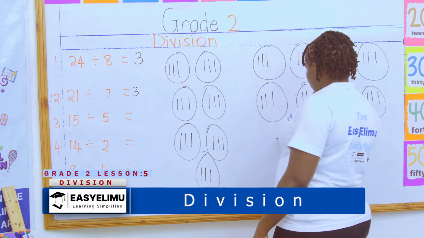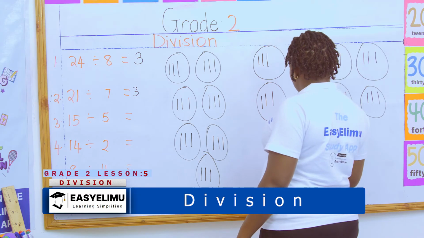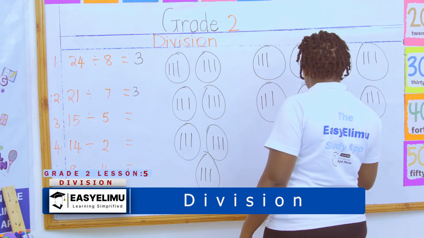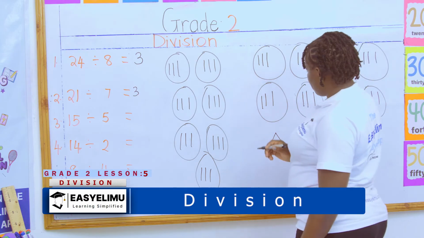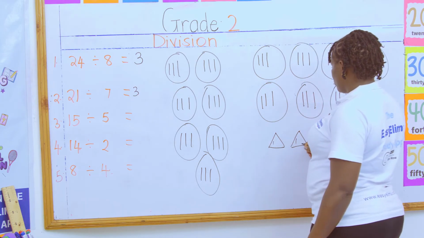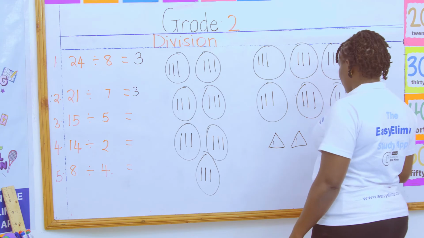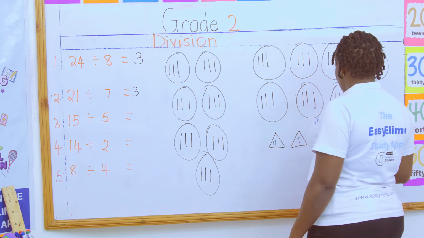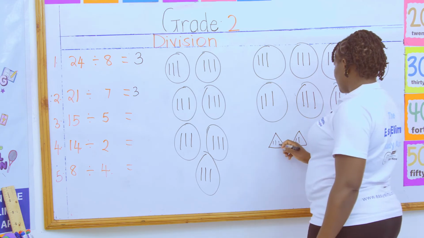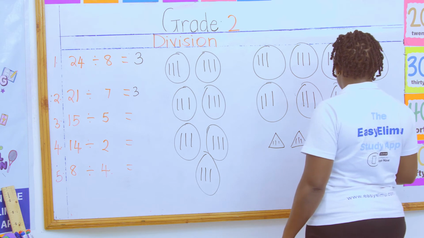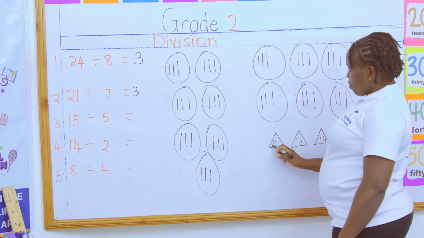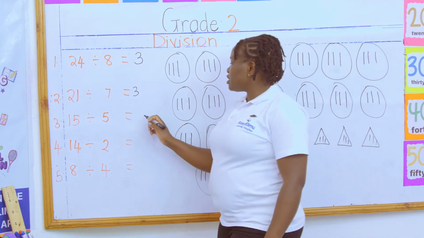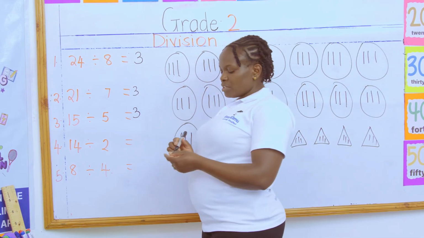Here I've been told to share out the 15 books among the 5 pupils. So I have 1, 2, 3, 4, 5, 6, 7, 8, 9, 10, 11, 12, 13, 14, 15. So how many books does each pupil get? 1, 2, 3. Each pupil gets 3 books.